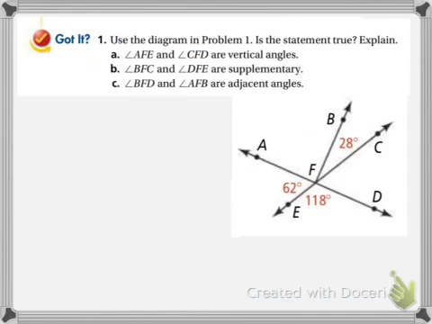All right, so let's look at the following example. We're asked a few questions. We just want to know whether it's true or not. So let's look at part A. AFE and CFD are vertical angles. So AFE is here, CFD is here. Well, let's look at that. They are formed by two intersecting lines, are two pairs of opposite rays. So yes, those are vertical. Okay, and because they're formed by two lines.